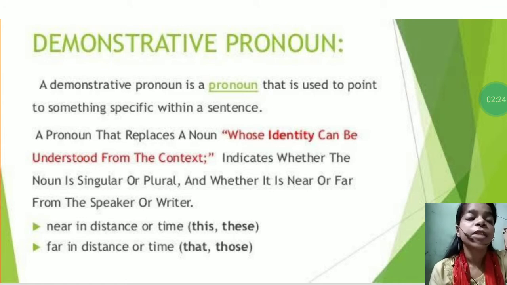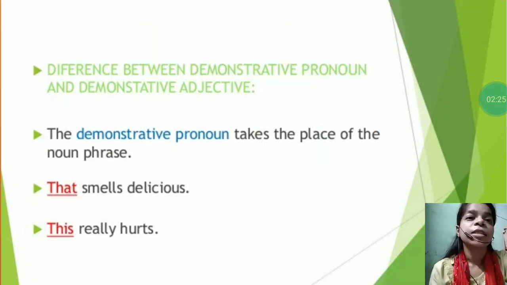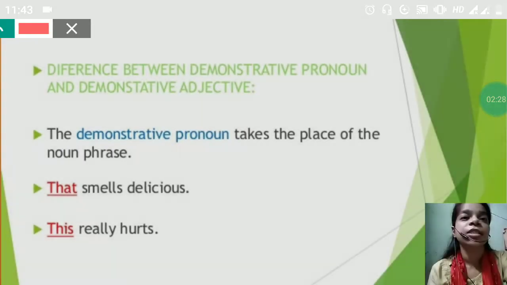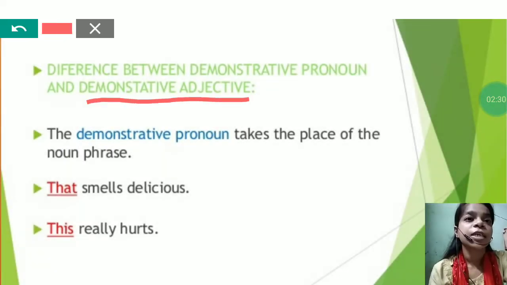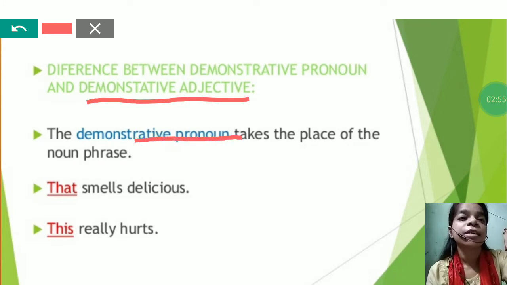Now let's move to the next part. There is a term, demonstrative adjective. So we have to discuss the difference between a demonstrative pronoun and a demonstrative adjective. So how will you differentiate between these two? The criteria is that the demonstrative pronoun takes the place of the noun phrase. It means if you see any demonstrative in the noun phrase, then it will be called a demonstrative pronoun.